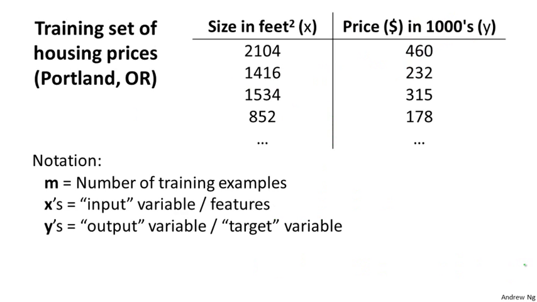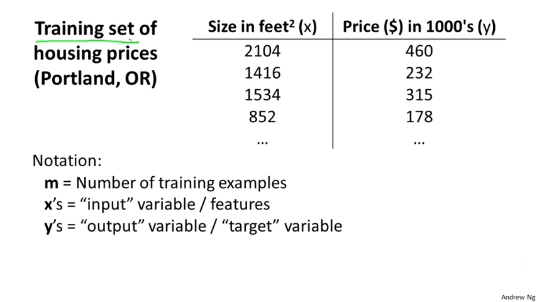More formally, in supervised learning, we have a data set, and this data set is called a training set. So for the housing price example, we have a training set of different housing prices, and our job is to learn from this data how to predict the prices of the houses.